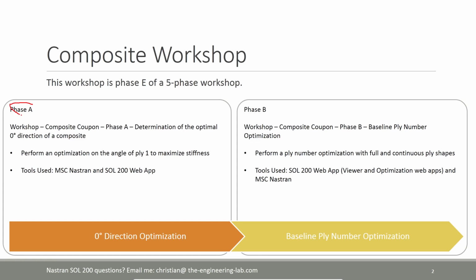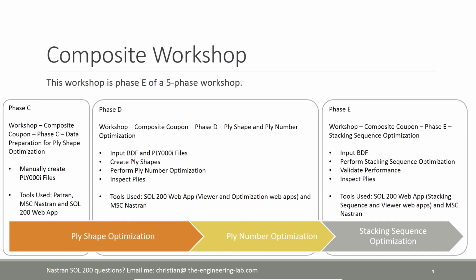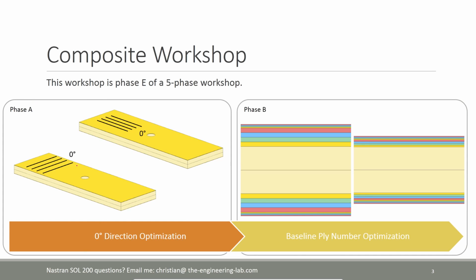In phase A, we wanted to optimize the 0 degree direction of the composite. This is important because if the 0 degree direction of your plies is not optimal, you might need more plies than necessary. If you remember back to that first workshop, I believe I needed 24 plies for the top half of the composite if my 0 degree plies were in this direction. But when I performed the 0 degree direction optimization, I reduced it to 3 plies. So remember, consider the 0 degree direction optimization so you end up using fewer plies than before.